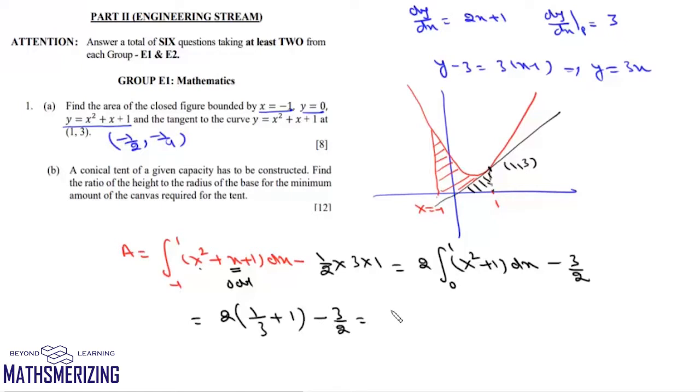So it will be 8 by 3 minus 3 by 2. So it is 16 minus 9 over 6, that is 7 by 6 square units. So the area of this closed figure is 7 by 6 square units. So that is the answer to this part A.